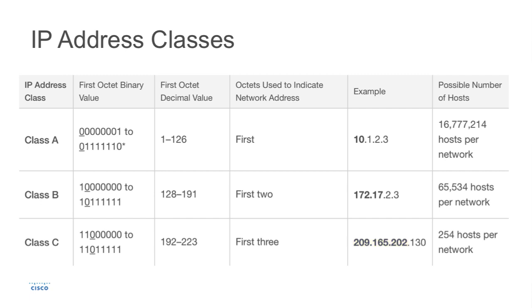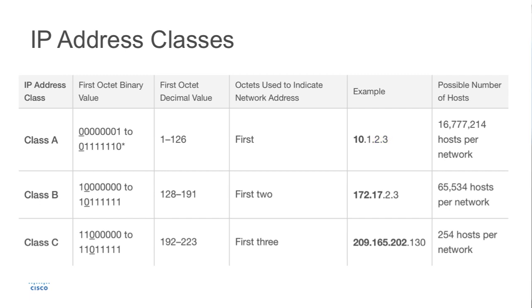This leaves the last octet, which is 130 in that Class C address space, as being the host address. In the Class B address space, in our example, the 2.3 would be the host. And in a Class A address space, as with our example, the 1.2.3 portion would be the host.